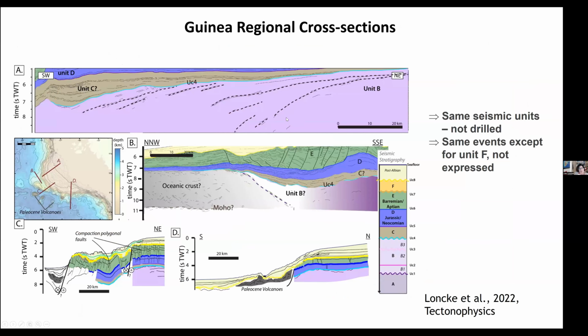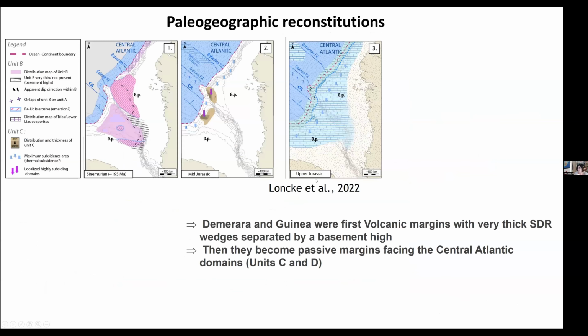We had the chance to compare our observation on the Guinean side, and we discovered that we have the same seismic units as on the Demerara side, except one which is not expressed. And we could propose some paleogeographic reconstructions by looking at all this data.